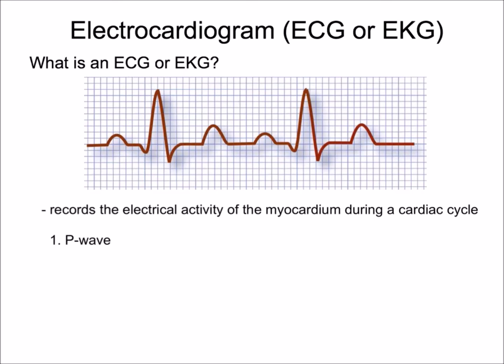The next part of an EKG is called the QRS complex. The QRS complex represents the depolarization of the ventricles, and during the depolarization, the ventricles are contracting. And finally, the last part of an EKG is called the T wave. The T wave represents the repolarization of the ventricles, and during repolarization, the ventricles are relaxing.